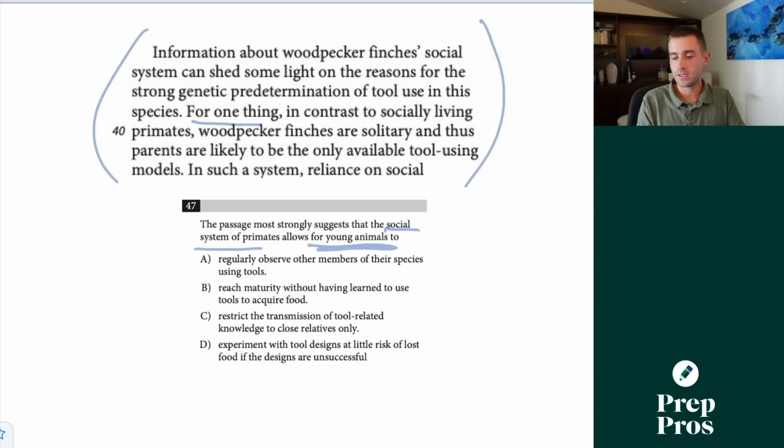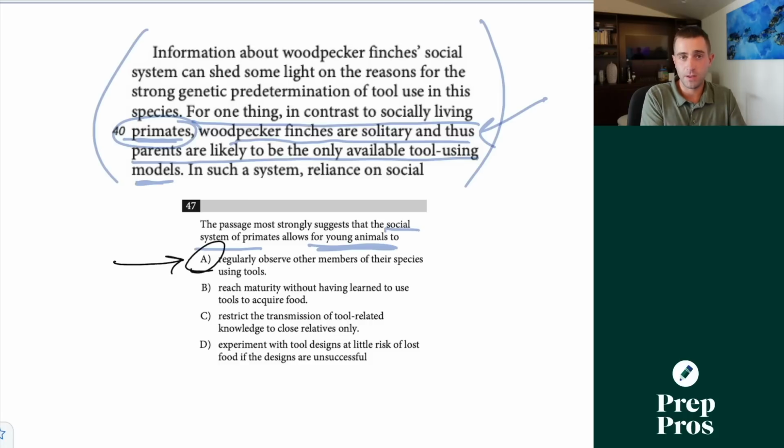Well, this tells us, in contrast to socially living primates, woodpecker finches are solitary and thus parents are the only available tool-using models. So therefore, primates are going to be the inverse of this. They're not going to be solitary and they're going to have more available tool-using models than just parents. And so that's how we can see that A is our correct answer. But being aware of this type of inverse evidence makes a huge difference for some of the most missed and difficult questions on the reading section.